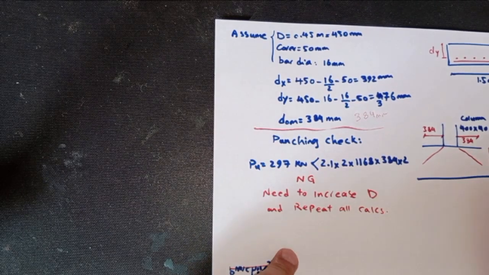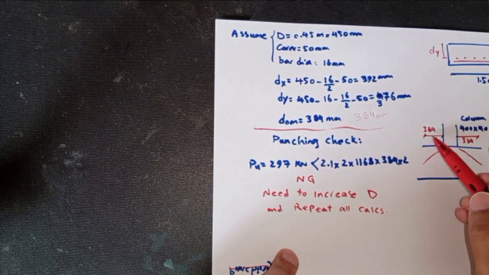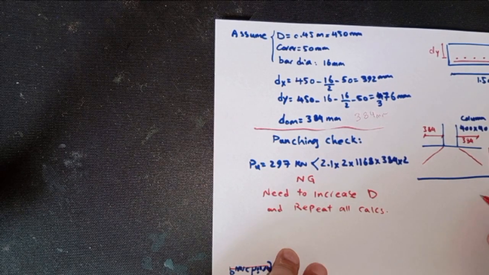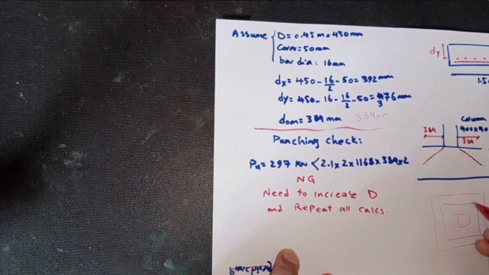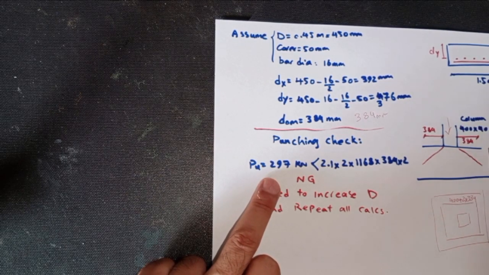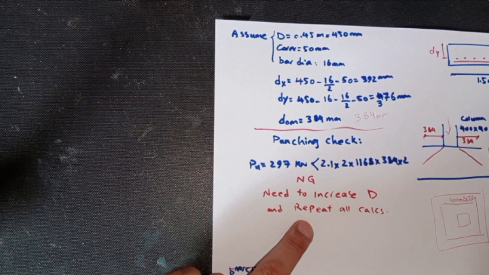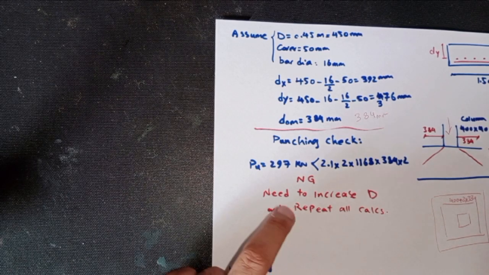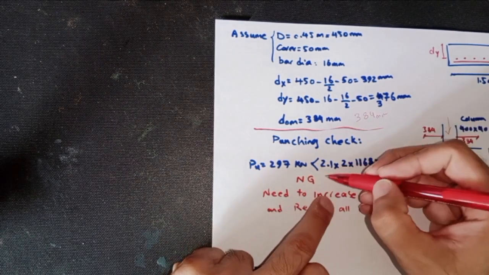So for punching check, we have 400 by 400 column, and we need to extend the area 384 in each side. And if we go for plan view, it will be some area like this, 400 plus 2 times 384 in each side, same. So the load is 297, applied load on top. That should be taken by the area or just shear strength distributed on the perimeter of this area. So we have 297, that should be 2.1 is FCV here.